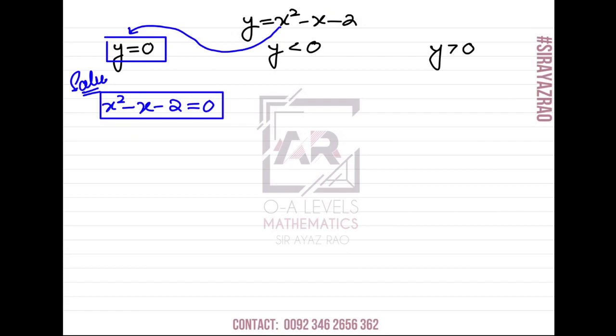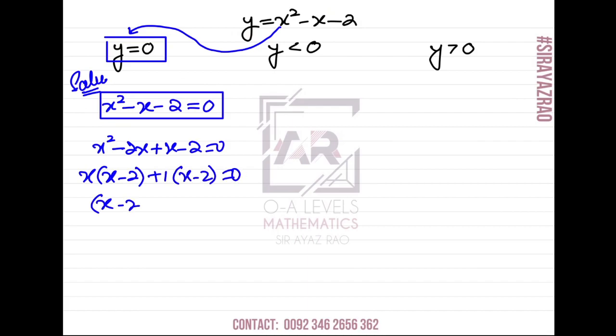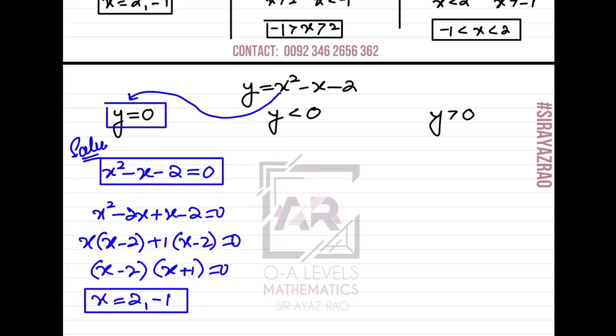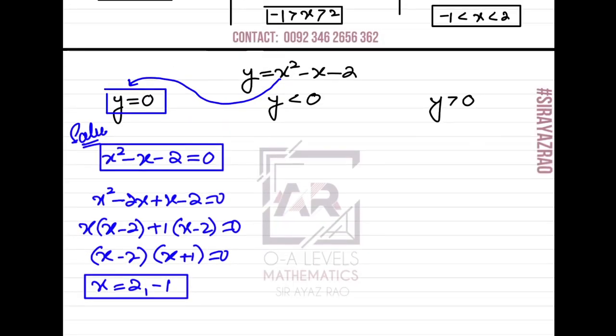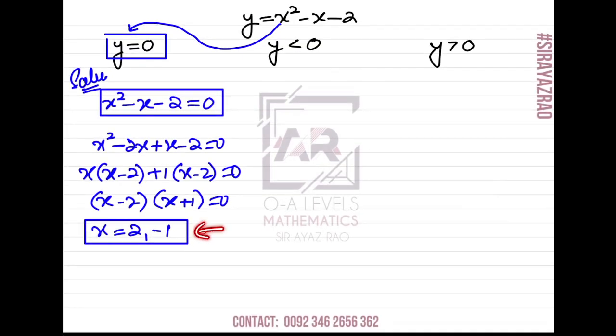So what you guys usually do, you break the middle term or apply the quadratic formula. x square minus 3x, sorry, it is going to be minus 2x plus x minus 2 equal to 0. You are going to take the common x minus 2, so you're going to have two brackets: x minus 2 and x plus 1 equal to 0. So you're going to have two values of x, 2 and minus 1. Now if you can see, these 2 and minus 1 are the values of x when y is equal to 0. So the values over here are basically the values when y equals 0. These are the x-intercepts.